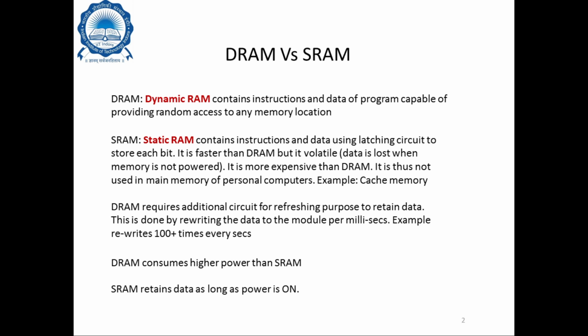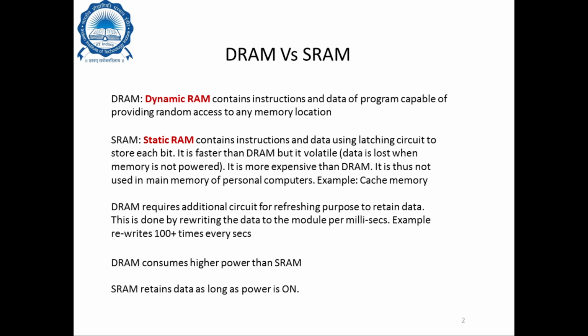Let me start by giving you some idea about the difference between DRAM and SRAM. DRAM stands for dynamic RAM. It contains instructions and data of a program, capable of providing random access to any memory location. On the other hand, SRAM stands for static RAM, which contains instructions and data using a latching circuit to store each bit. It is faster than DRAM but is volatile. That is, the data is lost when the memory is not powered.